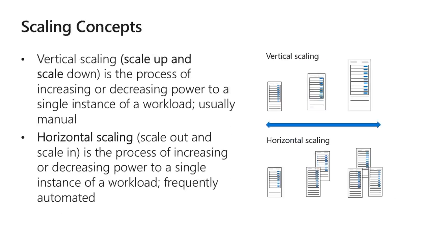Scaling concept. Audience, normally scaling is of two types. One is vertical scaling and one is horizontal scaling. Now in horizontal scaling, we are increasing the number of instances. Like I have two virtual machines, tomorrow my workload is getting higher, so I can increase two more virtual machines. That is called horizontal scaling, increasing the instances.